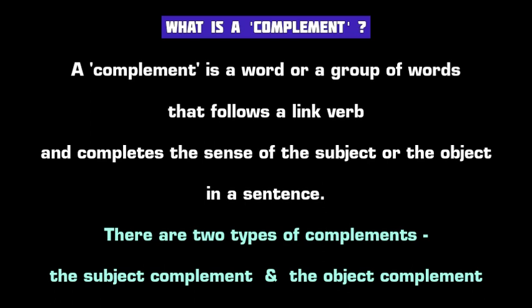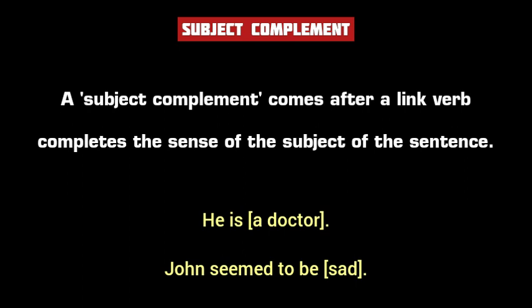Well, what is the complement? A complement is a word or words which complete the sense of the subject or the object in a sentence. In other words, a complement completes the meaning of the sentence. A complement may be just a single word or a group of words. Now there are two types of complements in English grammar. A subjective complement completes the meaning of the subject.